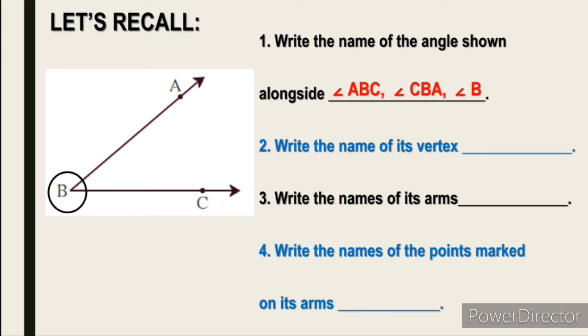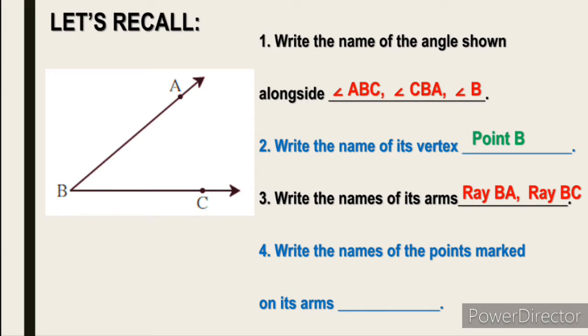Question number 2 is write the name of its vertex. Vertex is a point where angle is made. The angle is made on point B. Write the name of its arm. As you know that angle is made up of 2 arms. So here the names of the 2 arms are BA and BC. BA and BC come together to make one angle. So BA is ray BA and BC is ray BC.